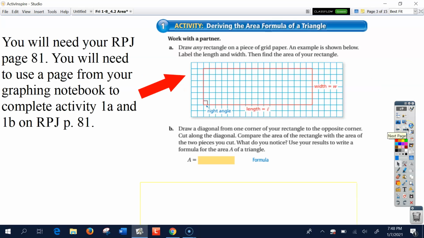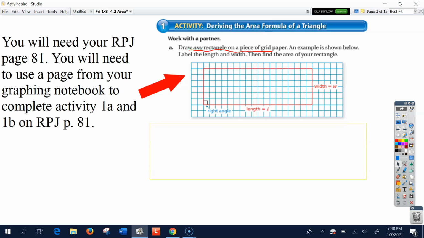And so if you look at page 81 in your Record and Practice Journal, the first activity that I'm going to have you do is activity 1. And there's an A and a B. So what I want you to do is draw any rectangle on a piece of grid paper. And I'm going to cover up activity B. We just want to do one thing at a time.